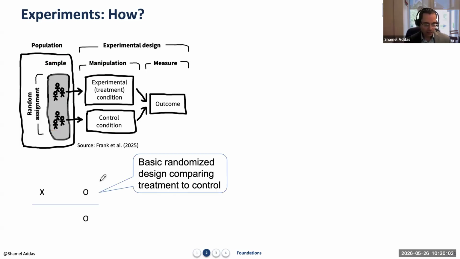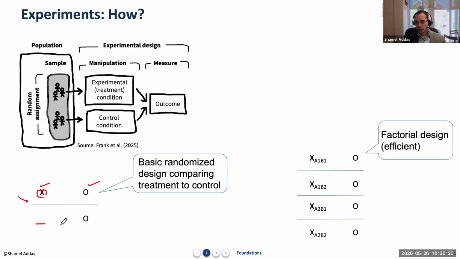So this is how we typically show it. If you're showing the design, the X is the manipulation, and then O is the observed outcome. And then the line here shows your two groups. So the top group has received the treatment. The bottom group has received no treatment. So that's the control group, right? So that's a basic randomized design, comparing the treatment to the control.